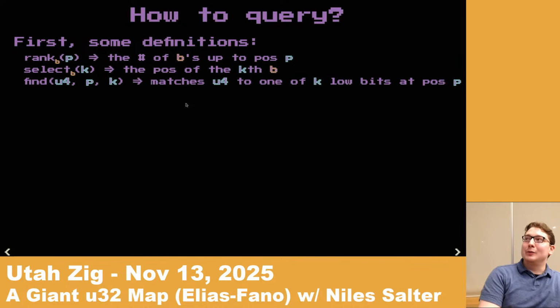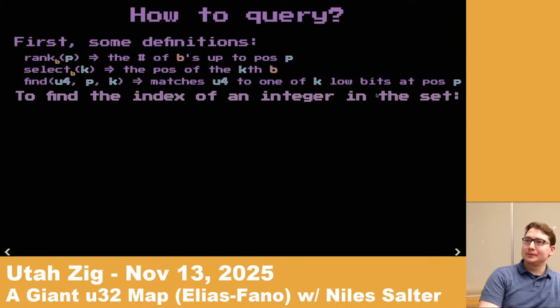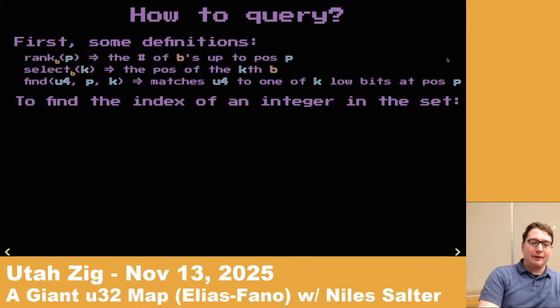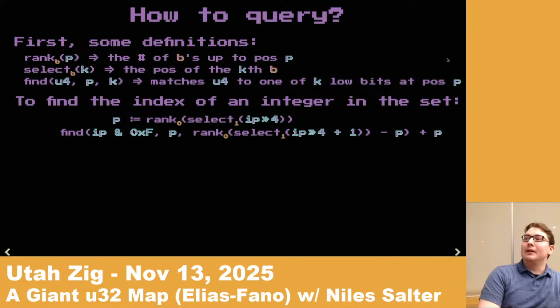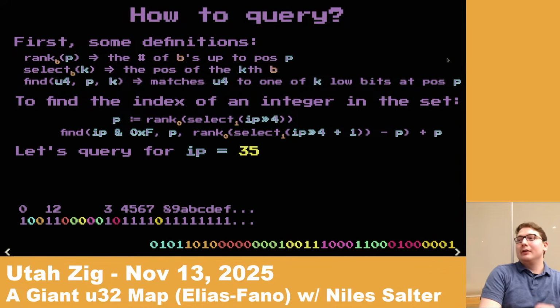I also have a special purpose function here. What this is meant to do is match a U4 starting at position P with length K. So this is just taking a slice of the 4-bit array that we saw before and trying to match a particular U4. And I'll show this. So let's say we want to find the index or the minimal perfect hash of a particular IP address. This is the full equation for this. We're going to step through it. Let's say we want to query for IP 35.